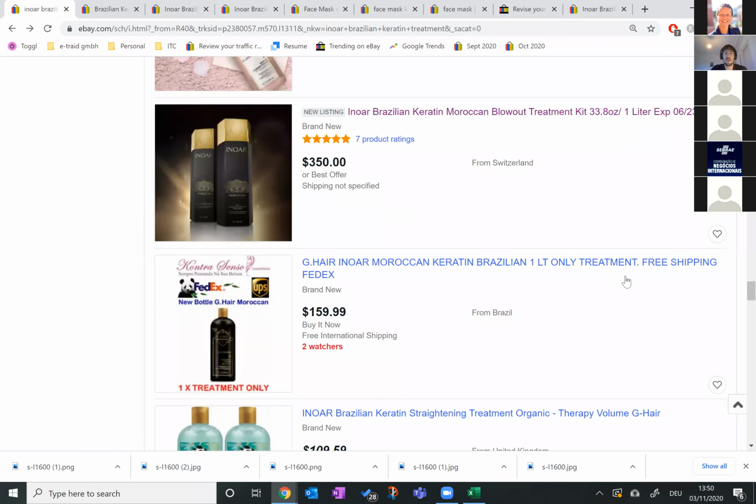a sales history with this item, and I intentionally priced it at this high price because, in my case, I don't actually want to sell it. I just use it as an example.